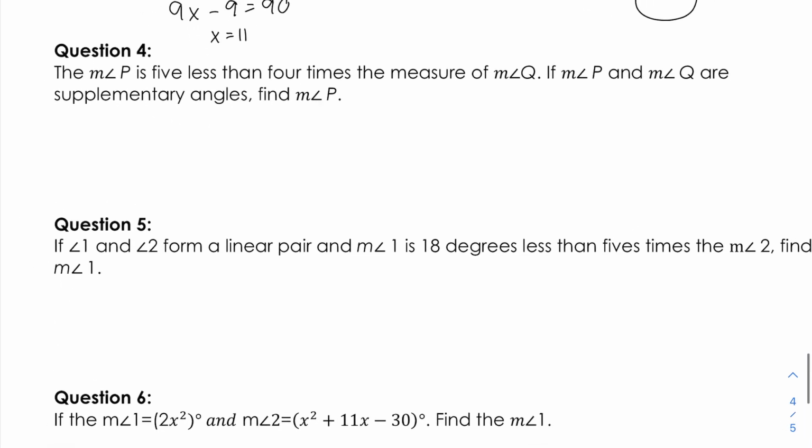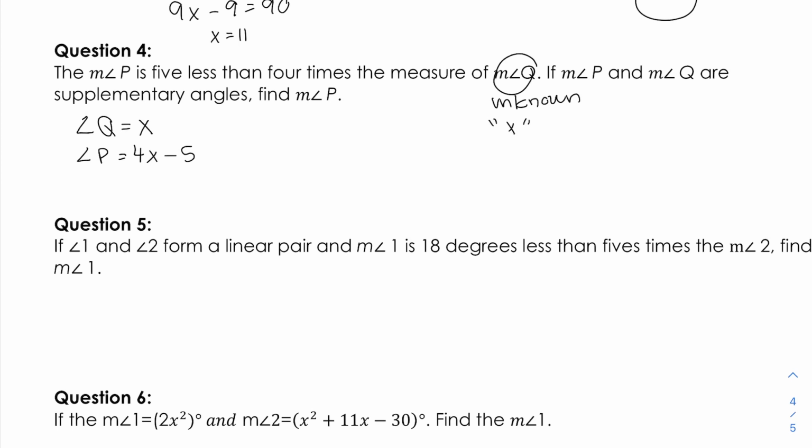Okay, question 4. So these sometimes are the trickier ones. So we have angle P is 5 less than 4 times the measure of angle Q. So reading that statement alone, okay, Q is my unknown. So I'm going to call angle Q X. Okay, so now if I read this statement again, we have angle P is 5 less than 4 times X. So 4 times X and then 5 less than that can be written as 4X minus 5.